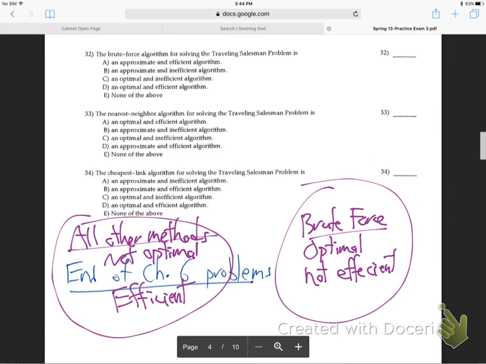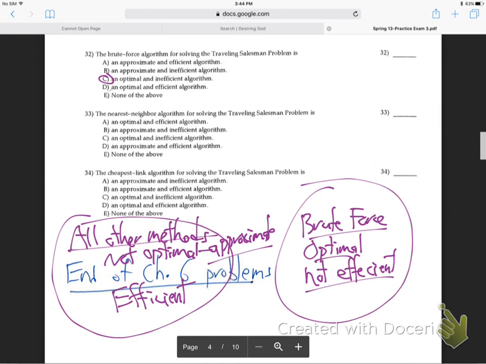So let's go to question 32. They use the word approximate. Not optimal means approximate. Let me write that word for you. If something's not optimal, then it's close. It's approximate. So brute force is not approximate, it's optimal. And it's inefficient. It's C. Were there a lot of C's? I think every answer I circle is a C. Optimal, inefficient. That's brute force.